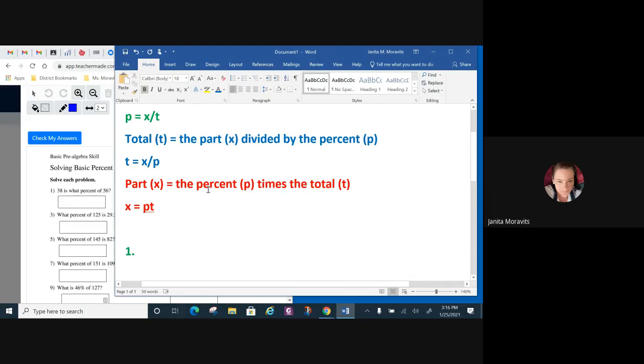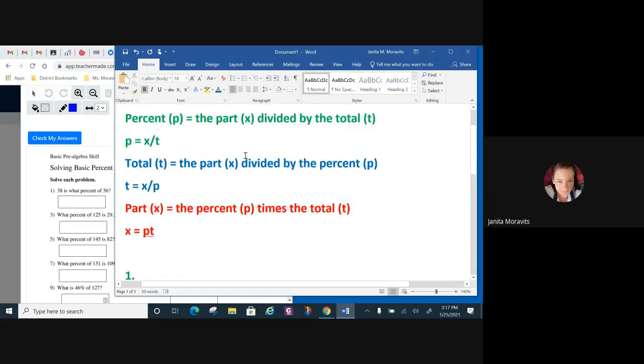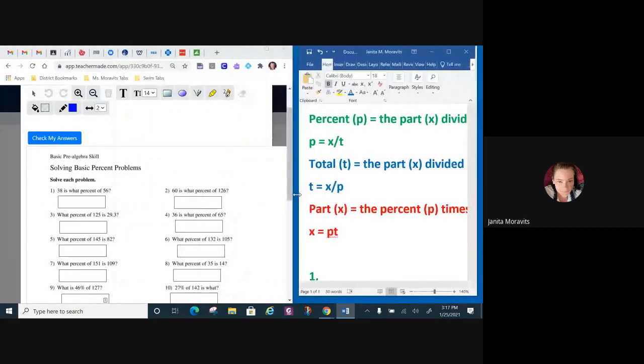Those are the ones that you started out doing the most of, where you would say, okay, like number 9 here, what is 46% of 127? We're going to decide which thing we need to find for number 1. We're going to say whether we need to find the percent, the total, or the part, and then we're going to solve it.